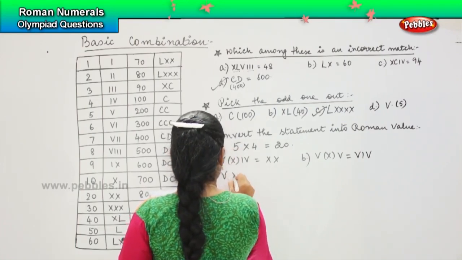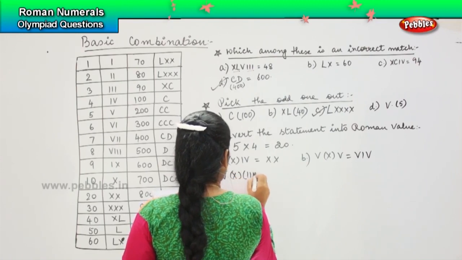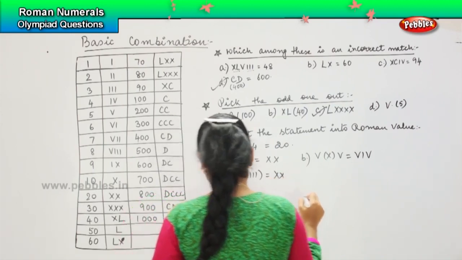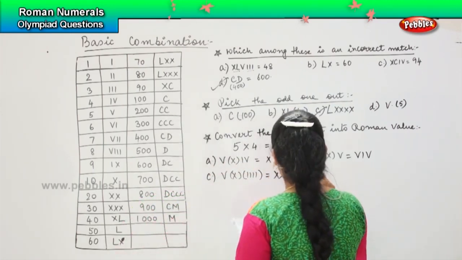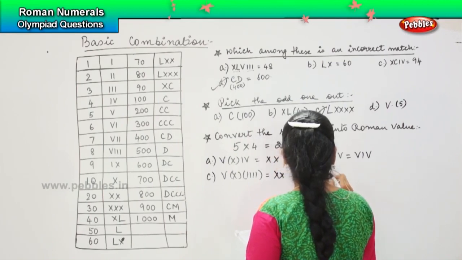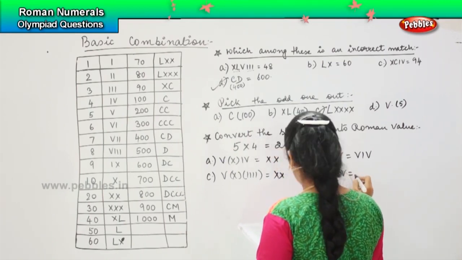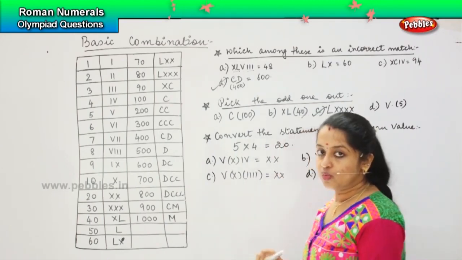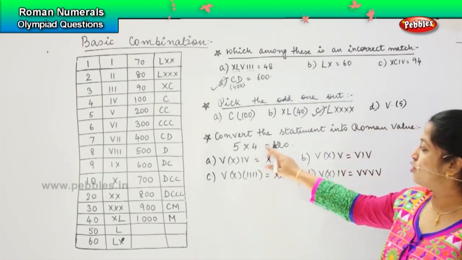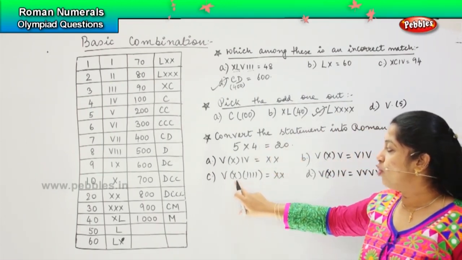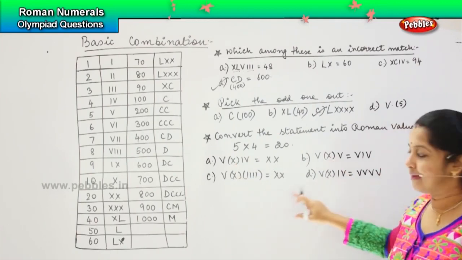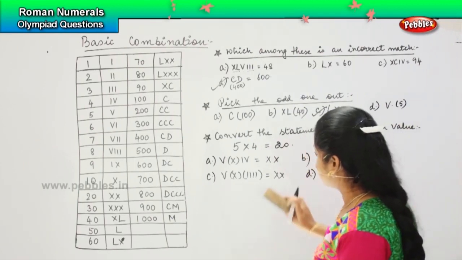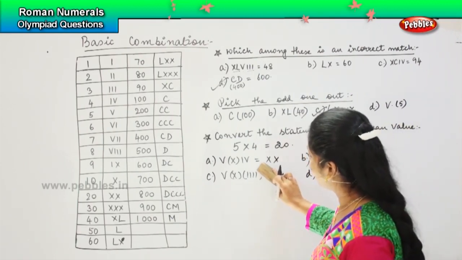Option C, V into 4 I's equals to 20. And option D, V into IV equals to 4 V's. So which do you think is the right one, children? 5 into 4 equals to 20. Now, don't confuse this X with the Roman letter. That is the reason I have put it in the bracket, so that you know that it is a multiplication symbol and not the Roman value 10.